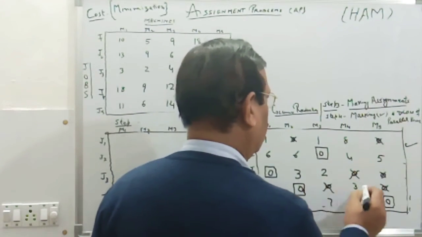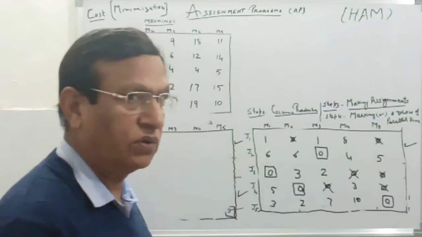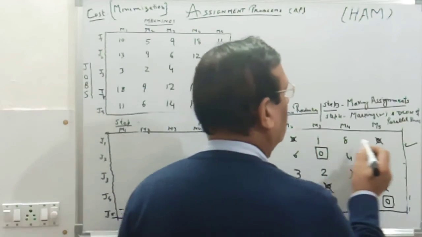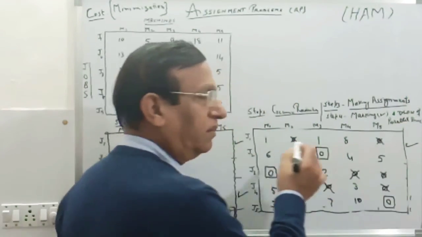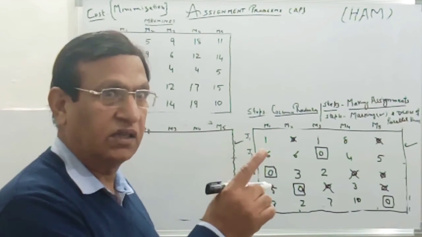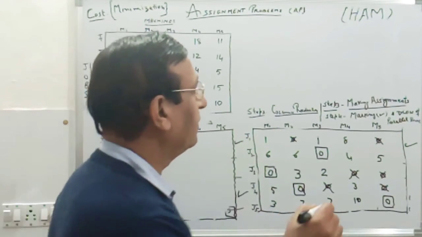Assignment is there, only for one row. Then mark the column in which there is 0 in the marked row. This is a very important step, and there are very high chances of committing a mistake.